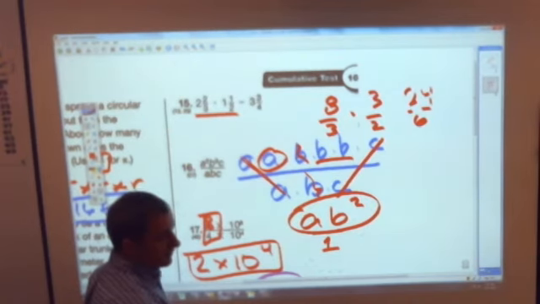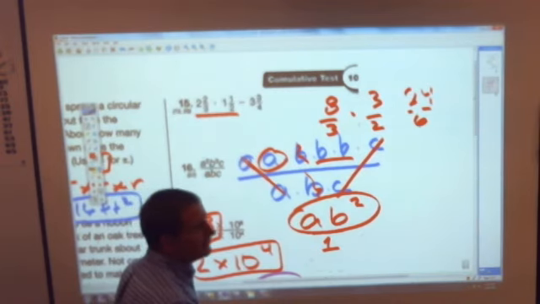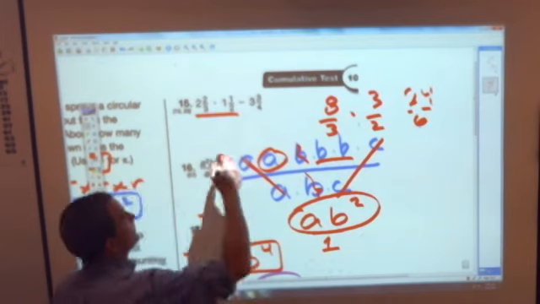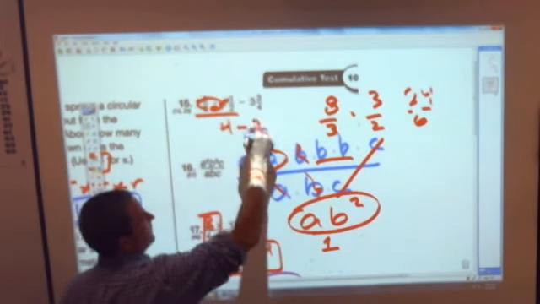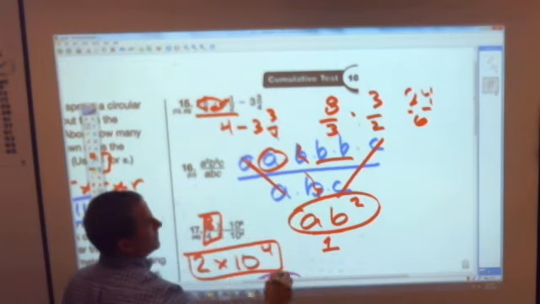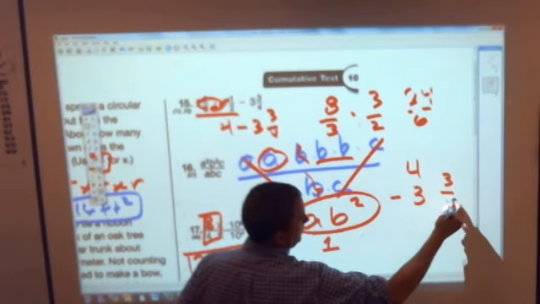Oh, I think we've hit a snag here. Charlie, 24 divided by 6. 4. So this whole thing gives you 4. Now I just need to subtract 3 and 3/4 from it. 4 minus 3 and 3/4.